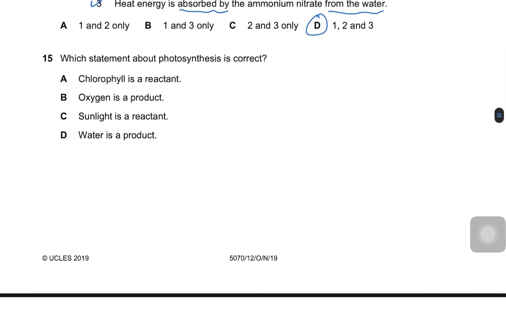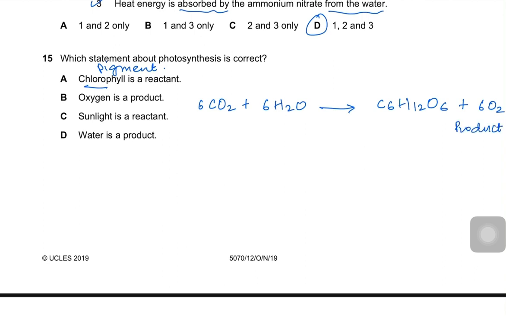Which statement about photosynthesis is correct? Chlorophyll is a reactant. No, sorry. Chlorophyll is just a pigment that allows the reaction to complete. It has those biological enzymes which help in the reaction to complete. Oxygen is a product, yes. If you remember, 6 moles of carbon dioxide react with 6 moles of water. That is a net equation actually, that is not the correct equation, but you will find that in the textbook. And then it gives you 1 mole of glucose, which is C6H12O6, and you get 6 moles of oxygen gas. So oxygen is actually a product.